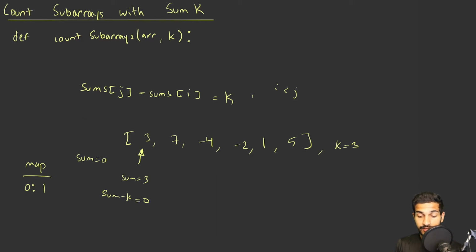Now we'll see sum minus k is equal to 0. We'll look that up in our map and say, okay, well, we've seen 0 one time so far. So let's say now that we've seen 3 also one time, so that we can keep track of this later. And we'll move on, so on and so forth. We'll come here and sum will be equal to 10. So when sum is equal to 10, we're looking for 3. To look for 3, let's subtract 3 from our sum, and we'll get 7. And have we seen a 7 before? No, we haven't seen a 7 before, but we have seen a 10 now.